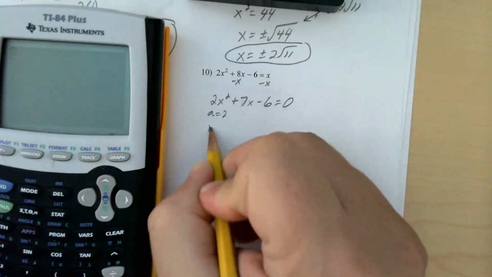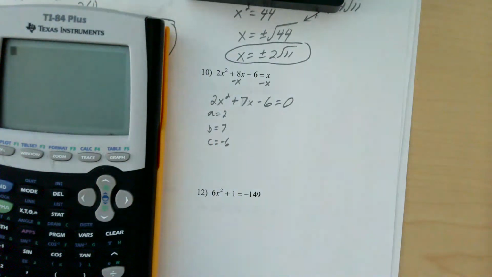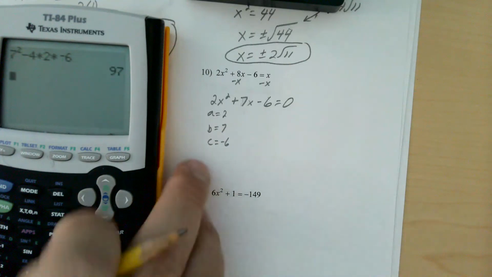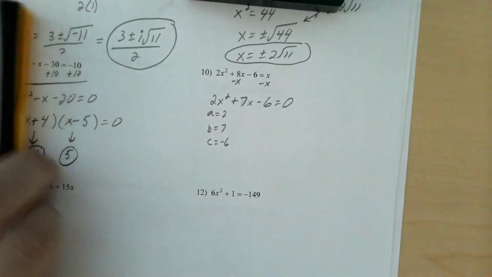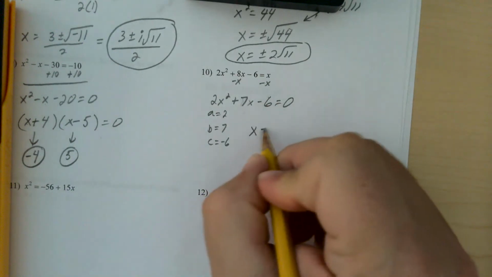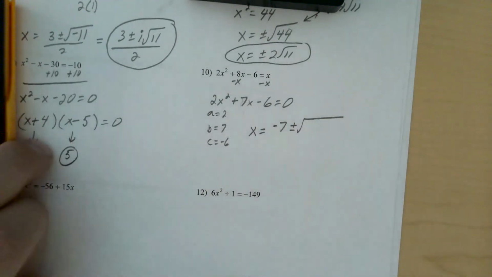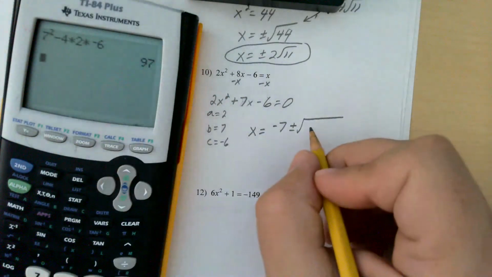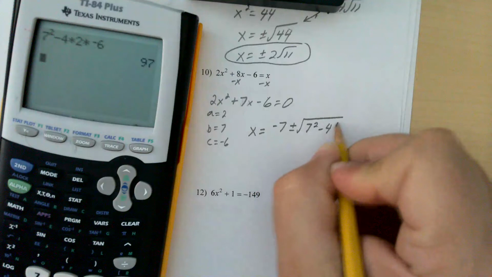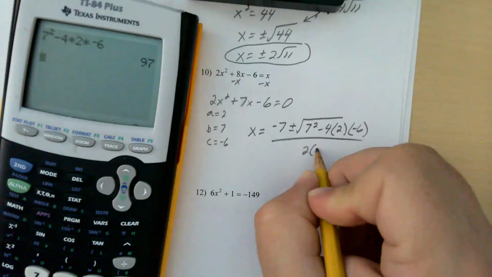So a is 2, b is 7, c is -6. So I'm going to quickly figure out the discriminant, which is 7 squared, b squared, minus 4 times my a times my c. Okay, it's 97. So 97 is not a perfect square. That means I can't factor this to begin with. So I must use the quadratic formula. So it's -7 plus or minus the square root. Now I just calculated, I know it's going to be 97, but I'm going to show this just so that I have this part on paper. All over 2 times 2.